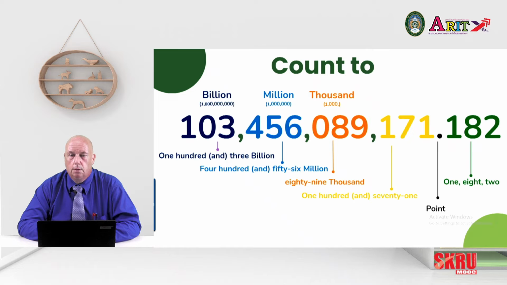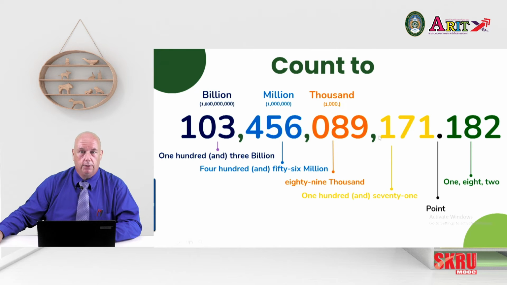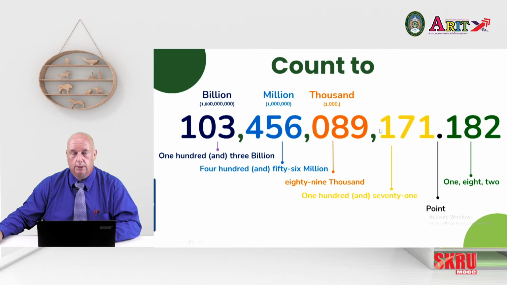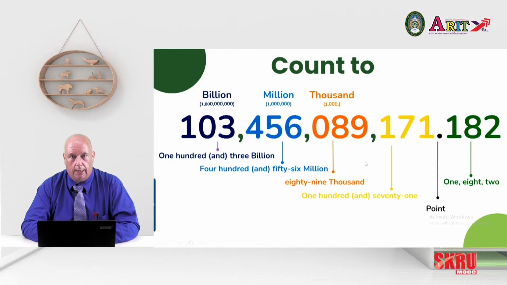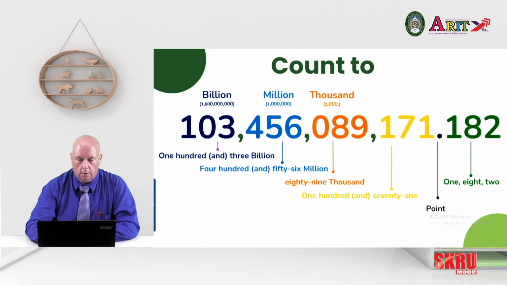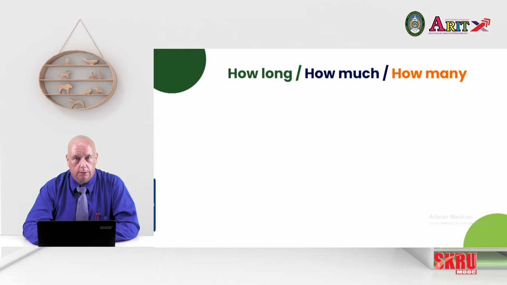So altogether you have 103,456,089,171.182. So you can change the actual numbers you have there, but if you remember to just group things into threes, it becomes easy to read things in English. And it's why in writing you'll see numbers get separated by commas after every 3 digits in good writing. It makes them easier to say and read. So that's a little on numbers.